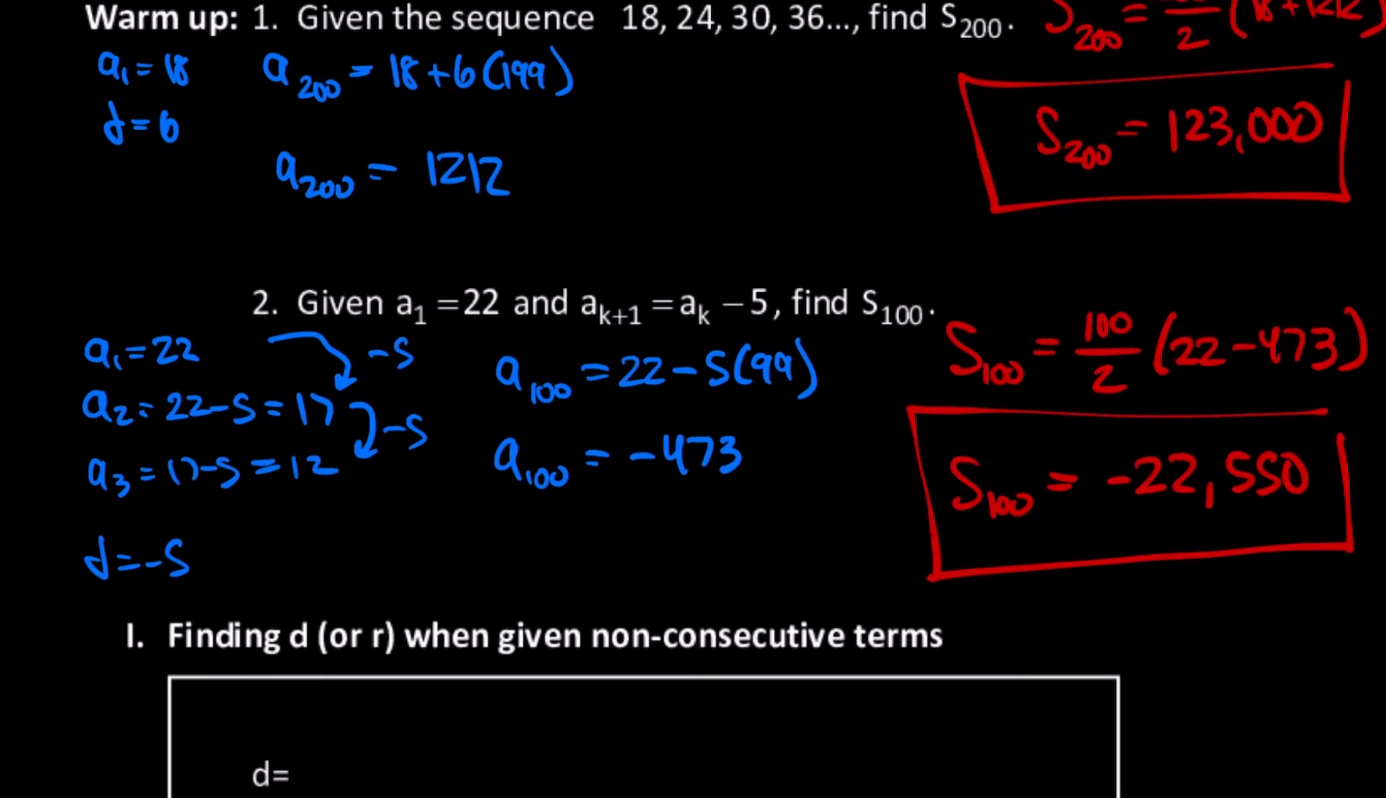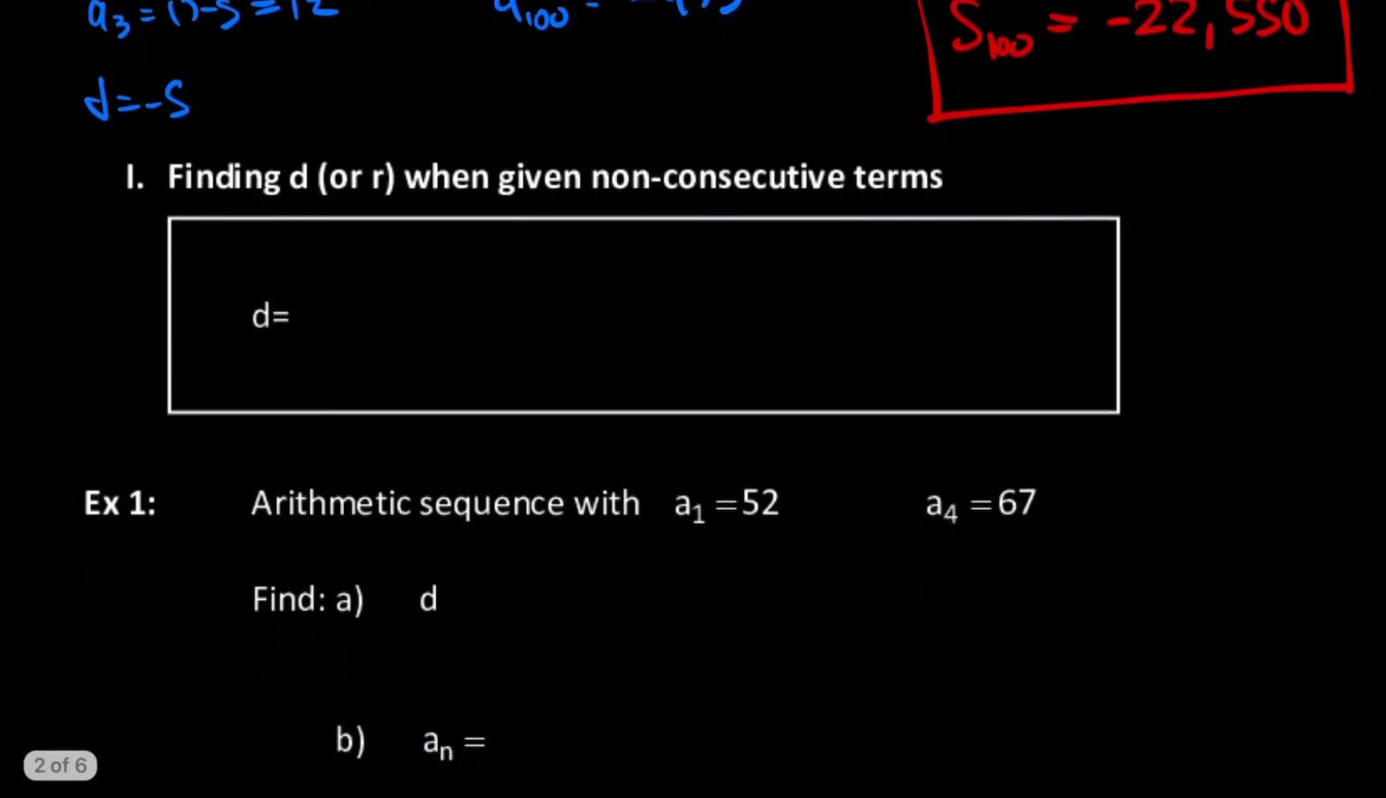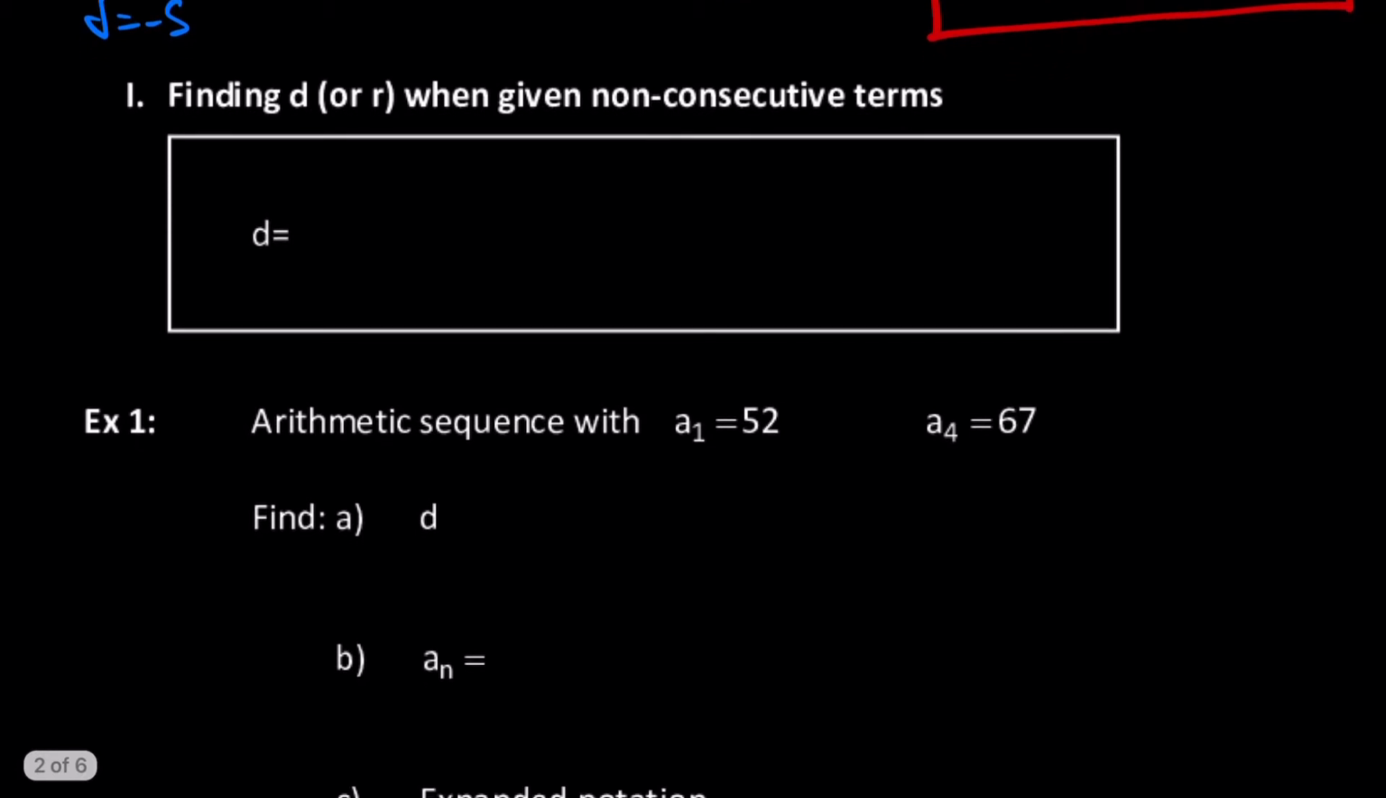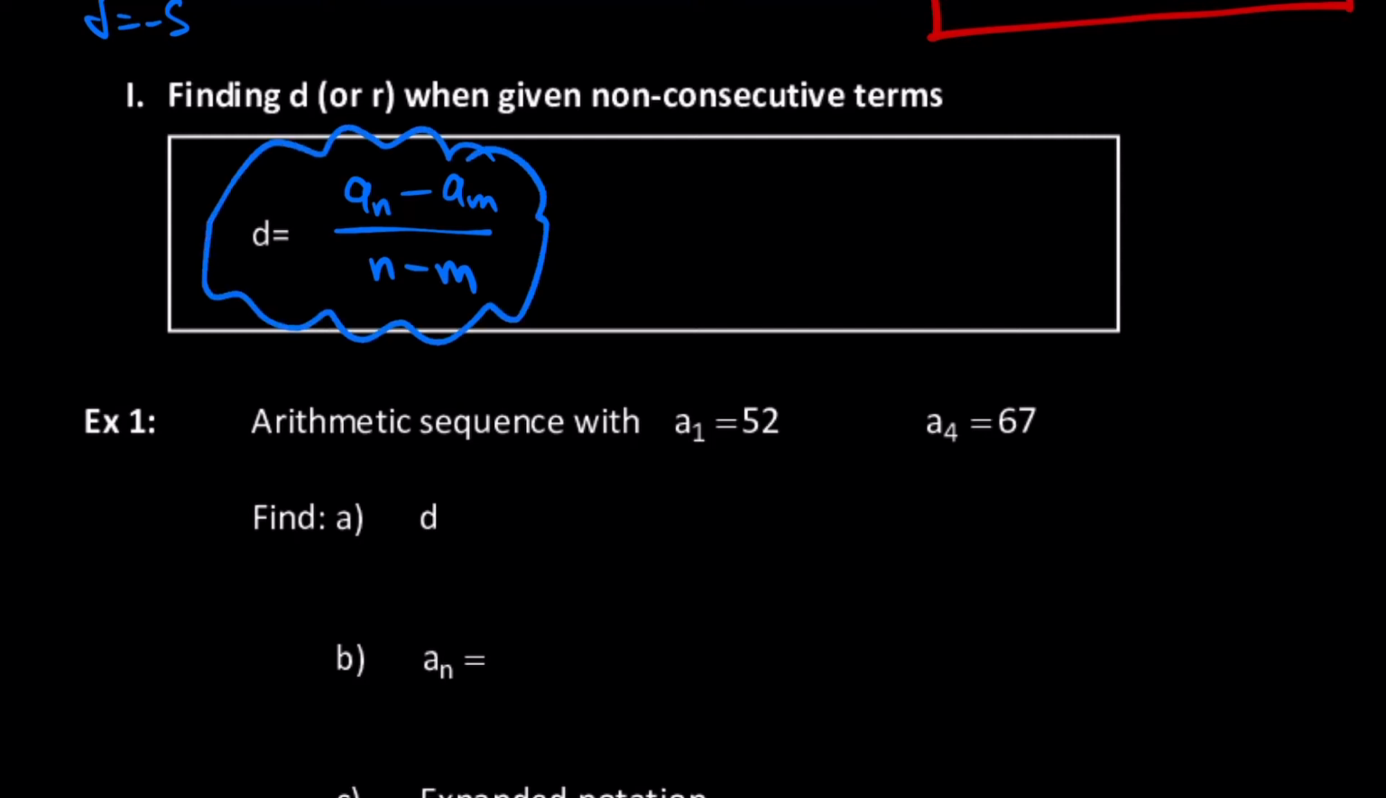All right, another quick review here. Finding d or r when given non-consecutive terms. Another formula we have to have memorized for this unit. To find d is a sub n minus a sub m over n minus m. And again, I don't really care if you have this formula memorized. Just know how to find d.